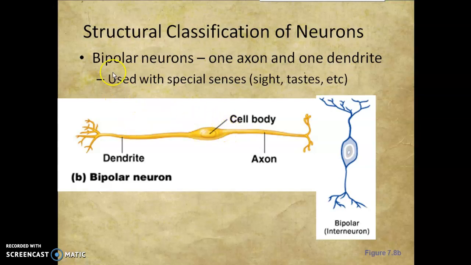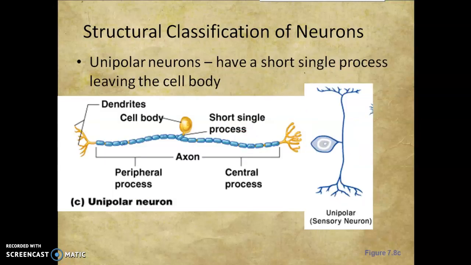Bipolar means we have two, that prefix bi means two attachments. One attachment would be the axon, the other one would be considered the dendrite. Usually the cell body floats kind of in the middle. These are used a lot with the special senses, so that includes your sense of sight, like your optic nerve is a bipolar neuron. Your sense of taste, touch, even some of your auditory neurons, so the ones that allow you to hear, are going to be bipolar neurons.